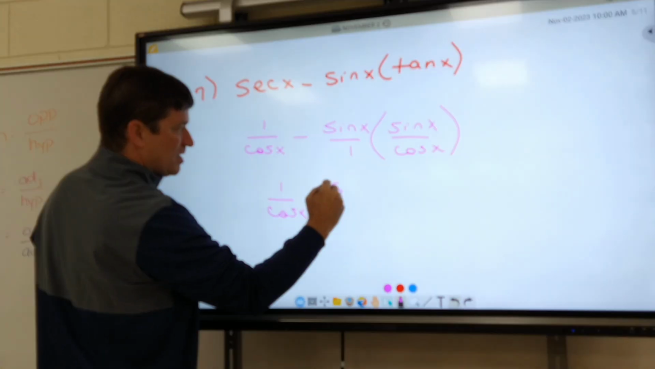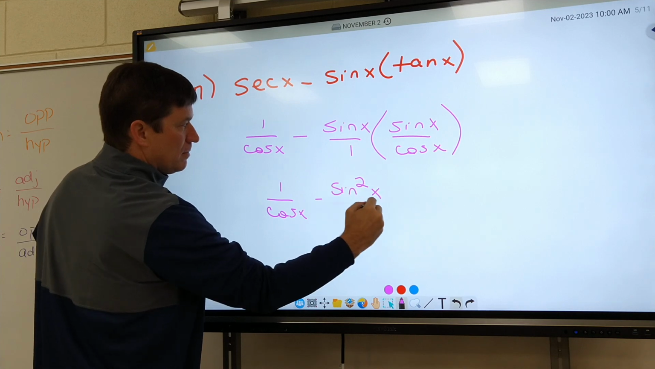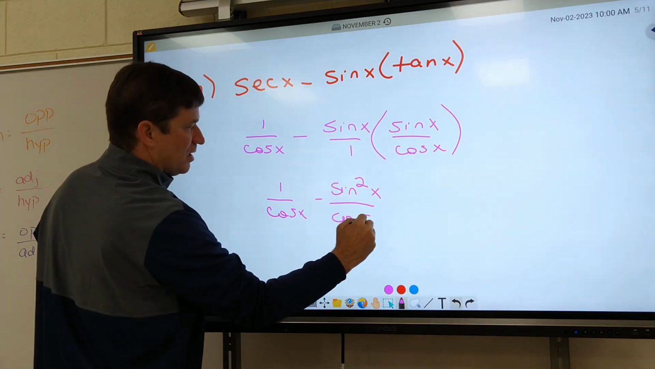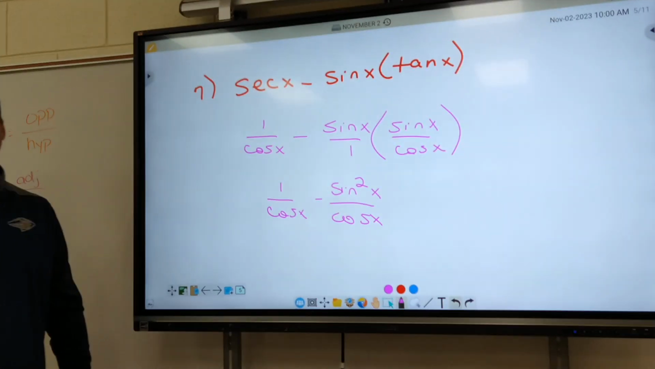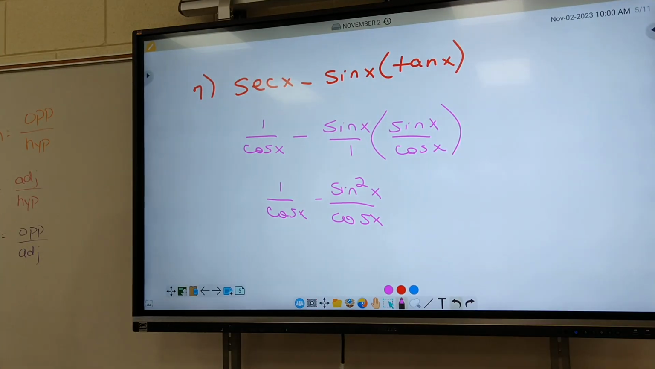Sine times sine is sine squared. 1 times cosine is cosine. So I multiplied those two fractions, and that's what I brought down.